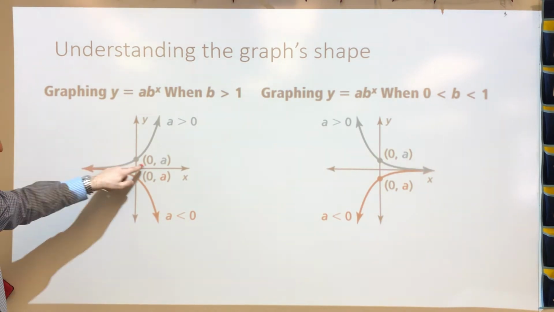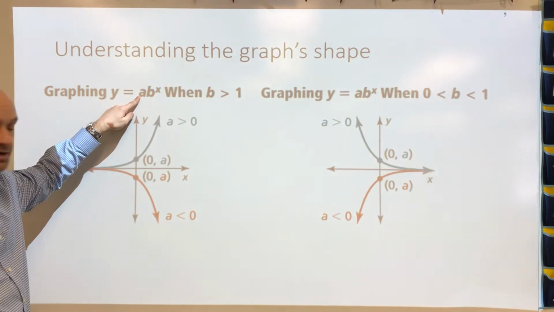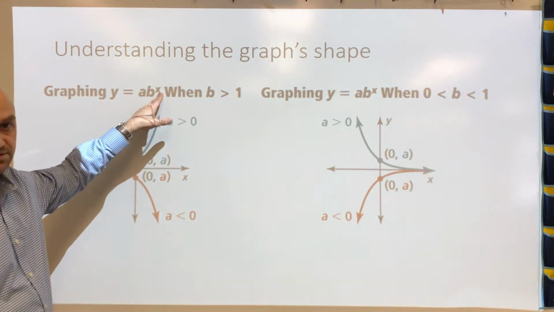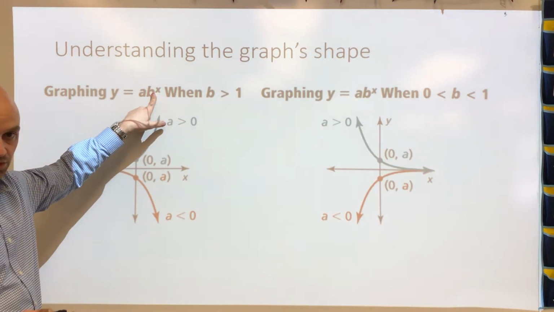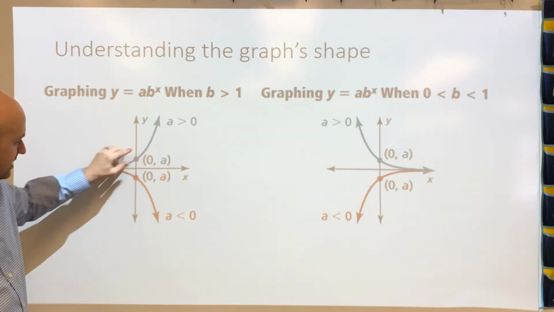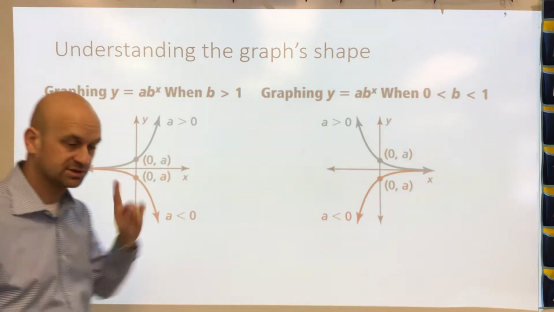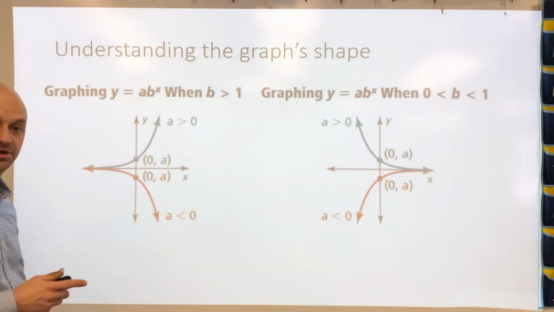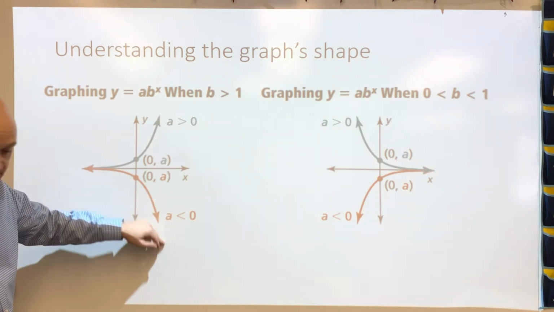All right, notice too where the y-intercept is. The y-intercept is going to be 0 and then whatever the a value is. Okay, and that's because whenever x is 0, it makes this 1, and then a times 1 is just a. So keep that in mind. These are important here, and we notice that they're the same this way. So keep in mind what the y-intercept of the graph is, because you're going to notice that's going to help us determine the direction.